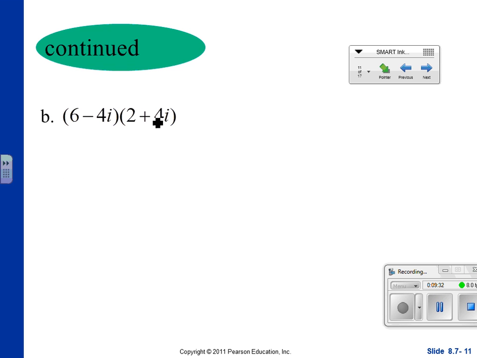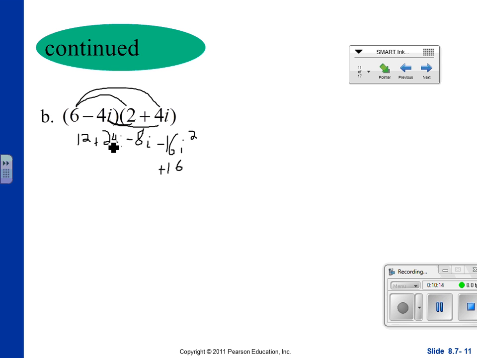Same thing, if you have binomials, treat it like you would an x. This is an x, we'd think FOIL, so let's FOIL. 6 times 2 is 12. 6 times 4i is plus 24i. Negative 4i times 2 is minus 8i. And negative 4i times positive 4i is minus 16i squared. Remember, this i squared becomes a negative 1, so this is going to change to a plus 16 right here.